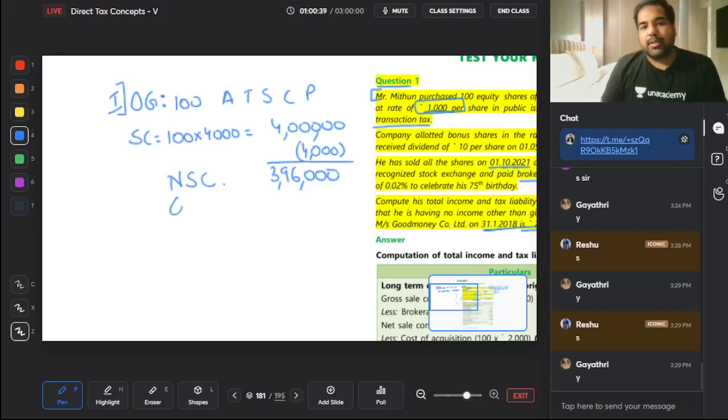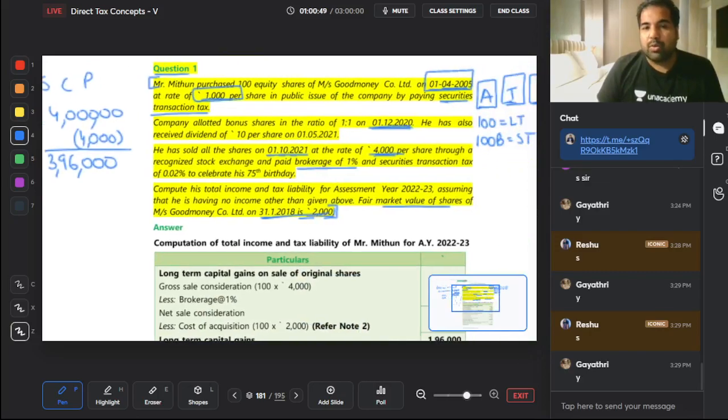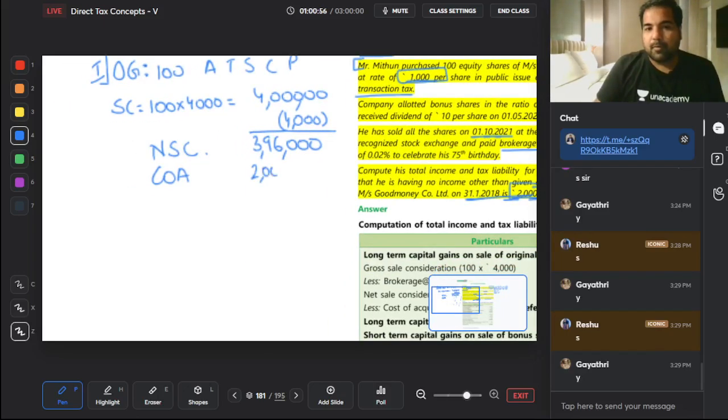From that, can I minus the cost? Yes, but can I index it? No, this is a listed security. On listed securities, there is no indexation. So what is my new cost, guys? My new cost is 2000 rupees. So 2000 into 100, that is 2 lakh rupees. So 1,96,000 is my long-term capital gain.